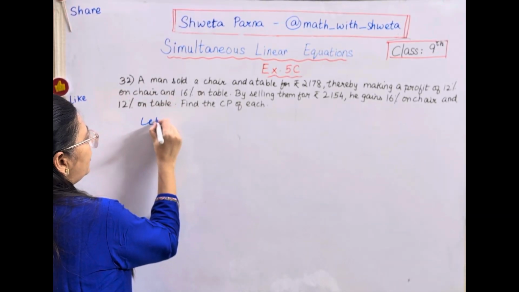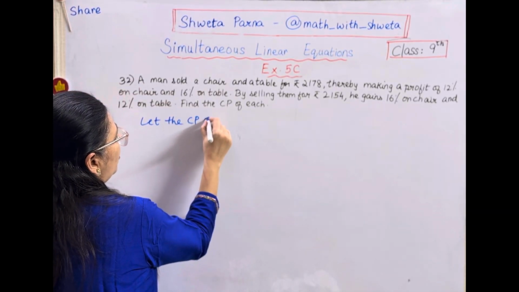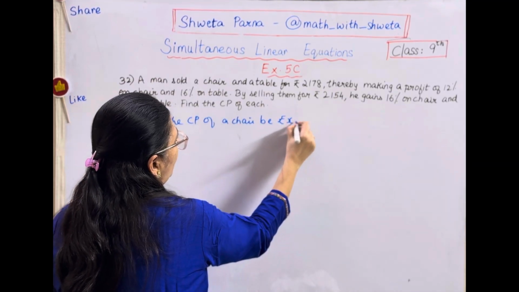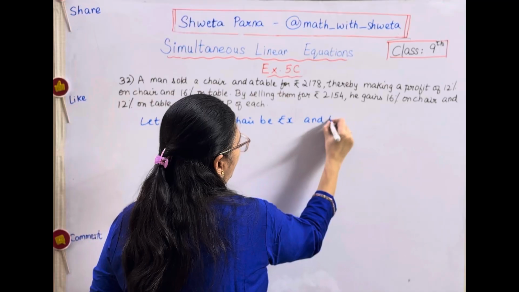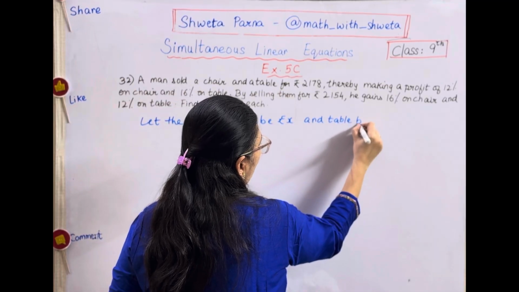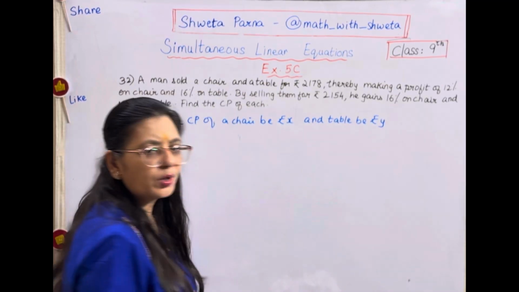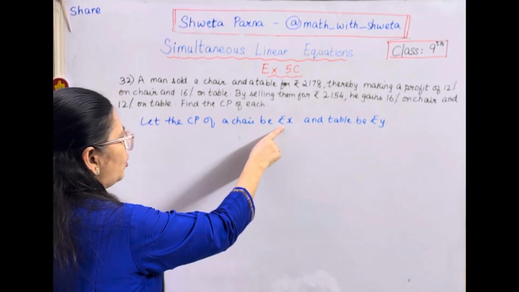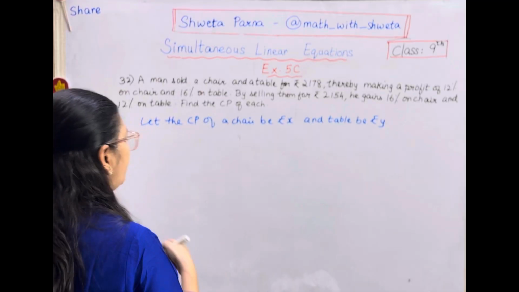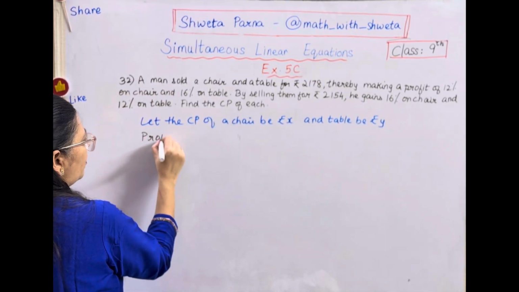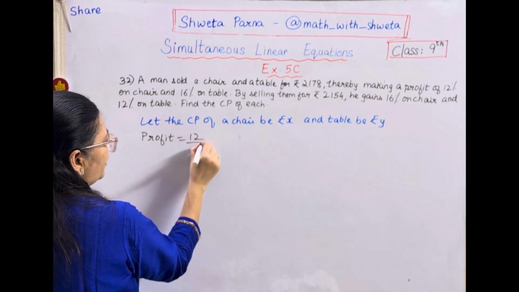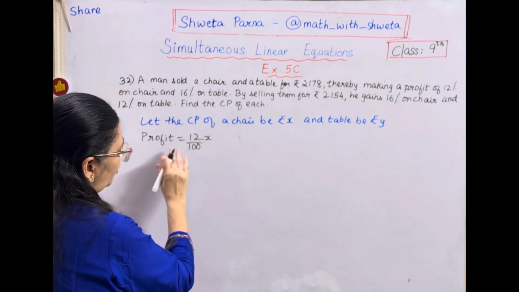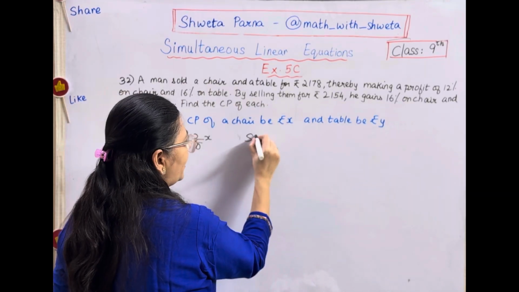So first, let the cost price of a chair be rupees x and the table be rupees y. Okay, we don't know the cost price. And he made a profit of 12% on the chair. So what is the profit? Profit is 12% of the cost price, which is x. Correct? So if the profit is this, what is the selling price?